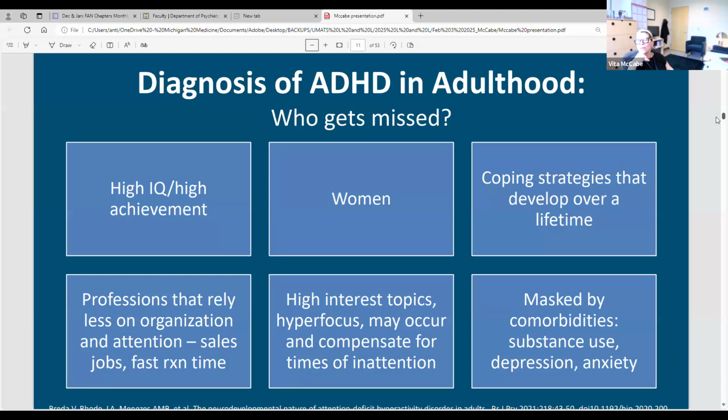of age. People tend to have reasonable coping strategies that they've developed, and professions that rely less on organization and attention: sales jobs, fast reaction time, surgery, interestingly, can be one. Other people are in high interest topics where they harness the focus of the hyperfocus, right? The golden nugget in ADHD can also compensate pretty well for times of inattention. And then there's masking with comorbidities. Next slide.